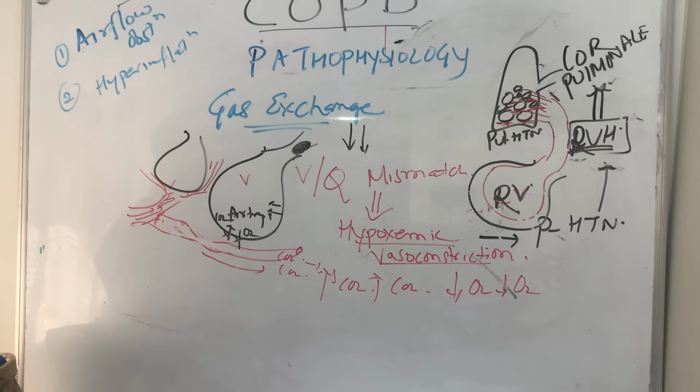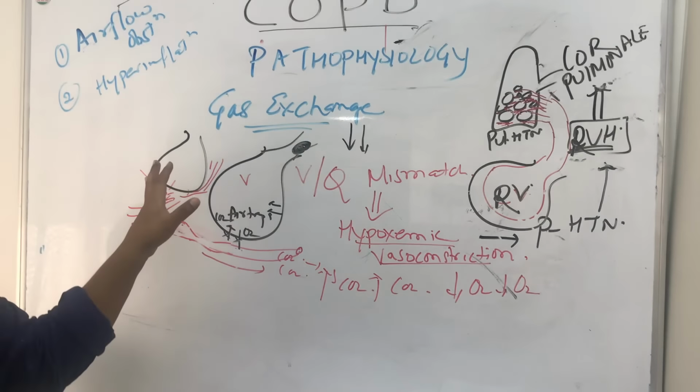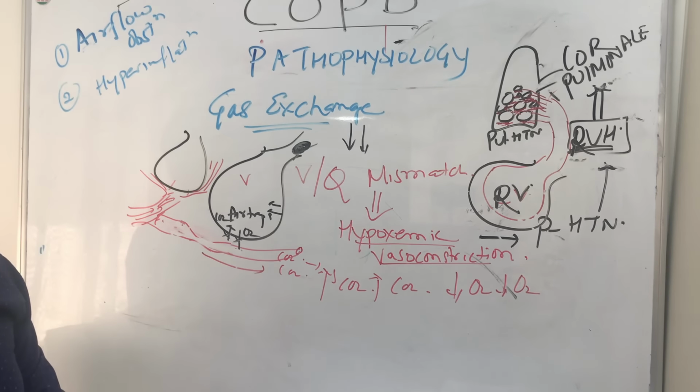So that is what you have to write in gas exchange. In pathophysiology, you will write three things: airflow obstruction, then hyperinflation, and gas exchange. In the gas exchange, you will write about VQ mismatch, hypoxemic vasoconstriction leading to pulmonary hypertension, right ventricular hypertrophy, and cor pulmonale. That is the pathophysiology of COPD.